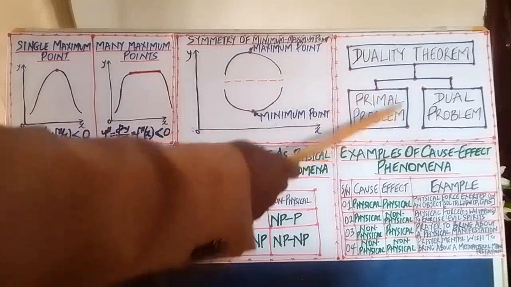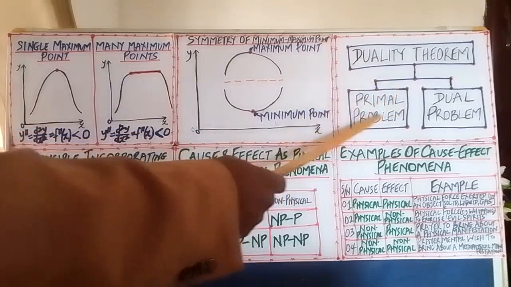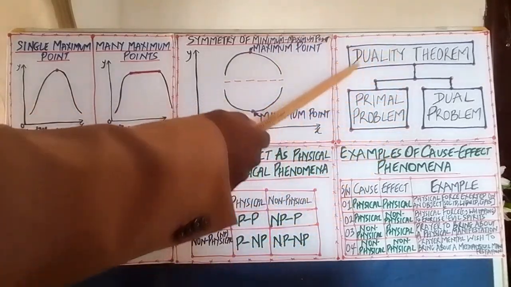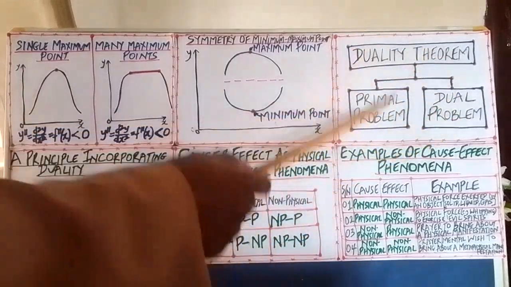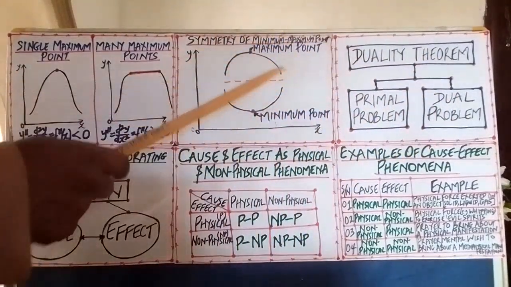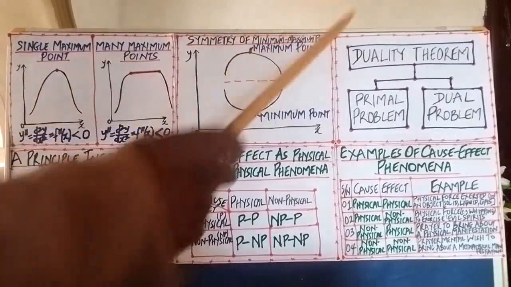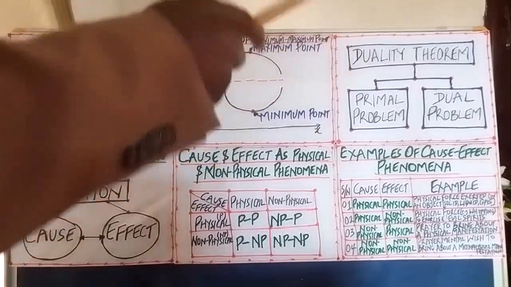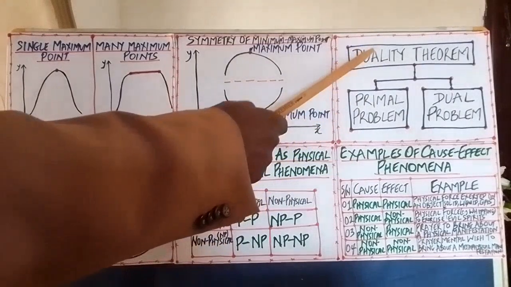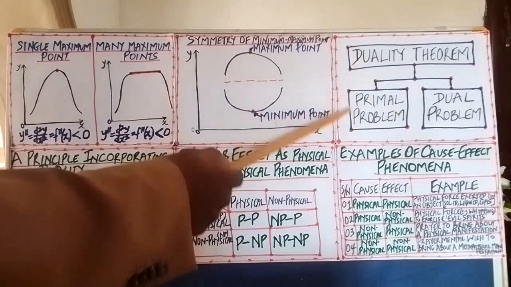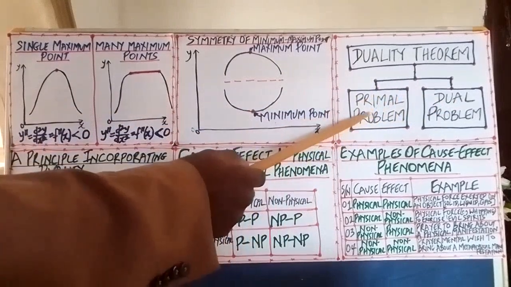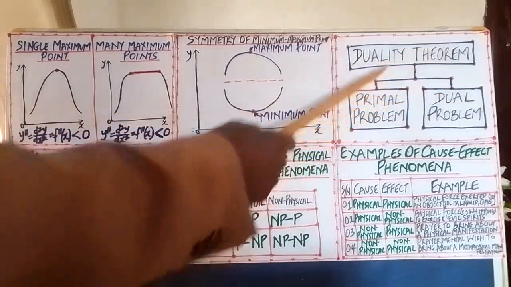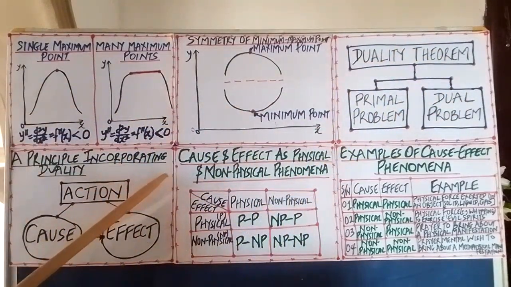Maybe the problem is to maximize a particular function. So when you apply the duality theorem, instead of maximizing, you are going to minimize the problem. And all the constraints will change with respect to the values, more or less like interchanging the values of the resulting matrices. So the duality theorem enables us to move from, say, a maximum problem to a minimum problem, or a minimum problem to a maximum problem. It's a very important theorem in optimization theory and operations research.